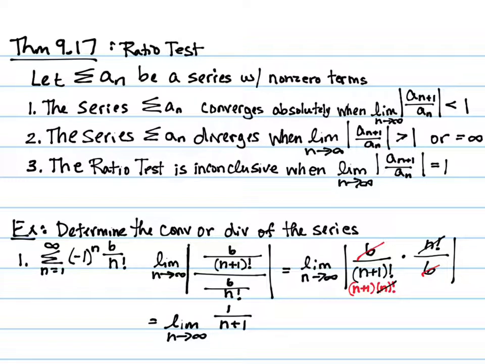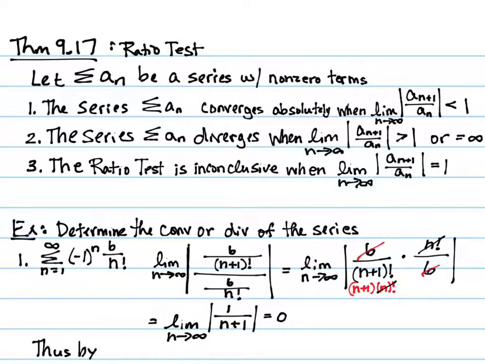plus 1. You can write the absolute values if you want. It doesn't necessarily matter because we're putting in positive terms, so if you left them off, it'd be okay as well. What's going to happen to this as n goes to infinity? 0. Yeah, this is going to equal 0. So of our 3 cases on the top of this screen, which case are we in? Yeah, the first one. It's absolutely convergent. So that's what we're going to say.